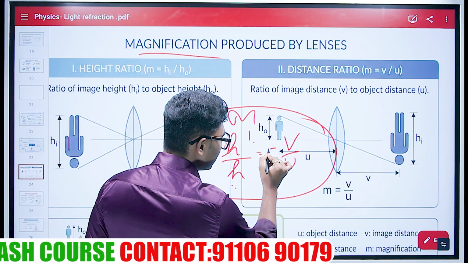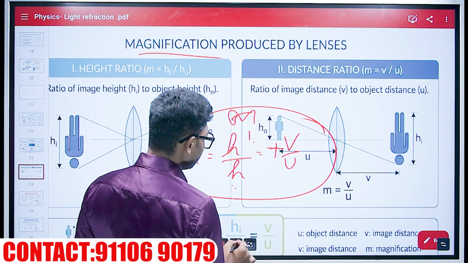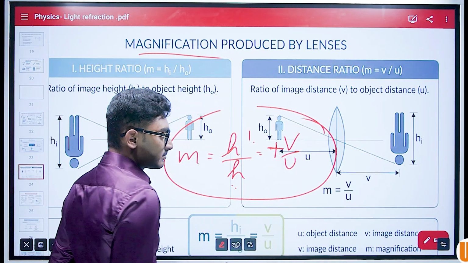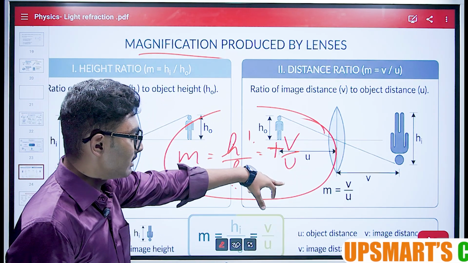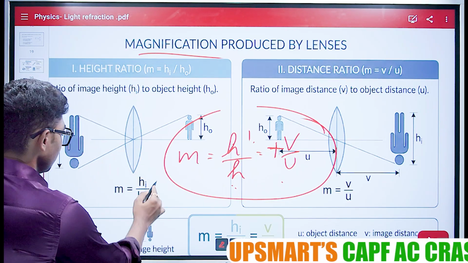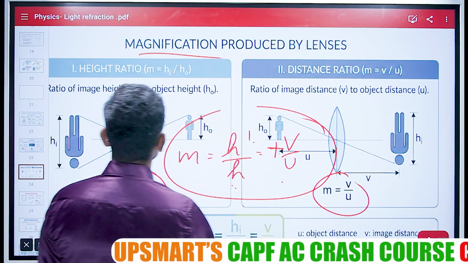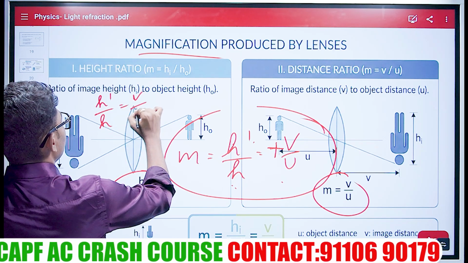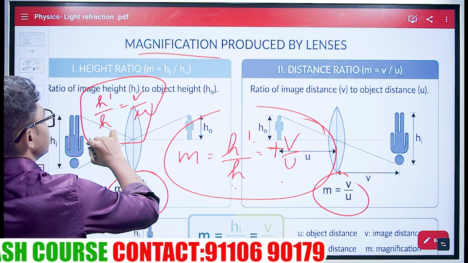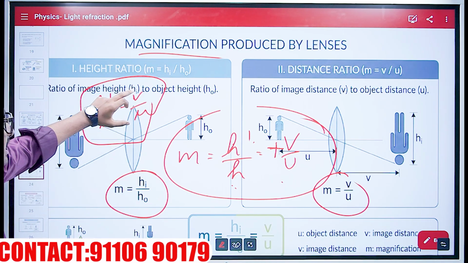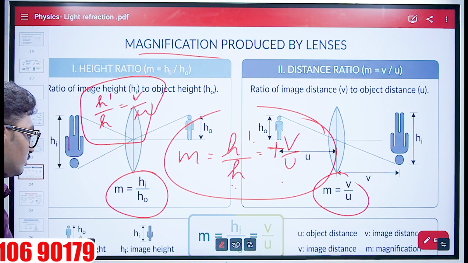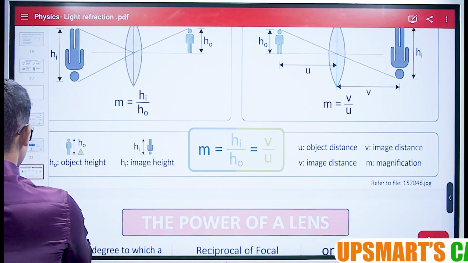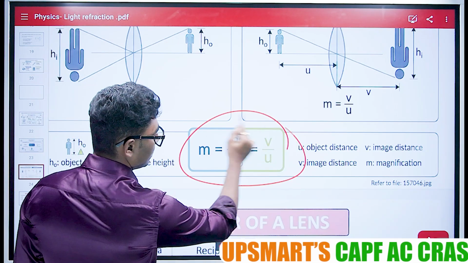But here in the lens, what happens is the plus sign comes. Plus v by u, or v by u directly we can write. So in the lens, h dash by h is equal to v by u. Always remember this relation. They may give 3 values and ask for any one value. So this is very important, and it's already given here. You can see it's already given here. You can easily remember.